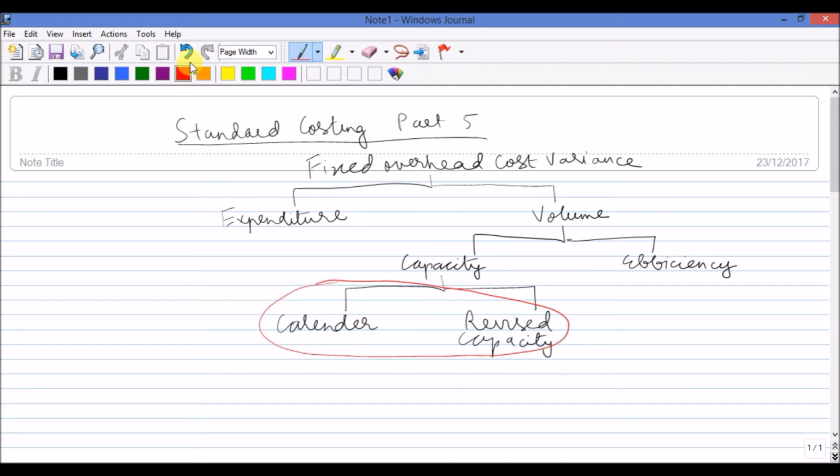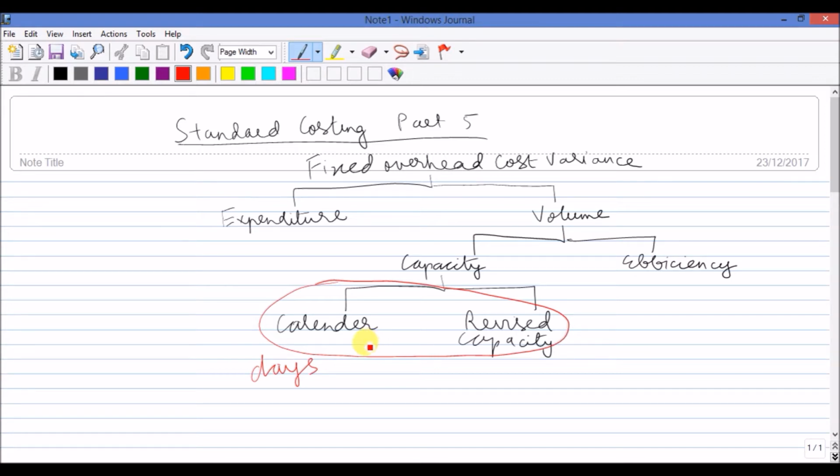Now friends, the question which would come to your mind is when to go further deeper and find the calendar and the revised capacity variance. So it's very simple. If the question is talking about days, then we need to prepare the calendar variance and the revised capacity variance.